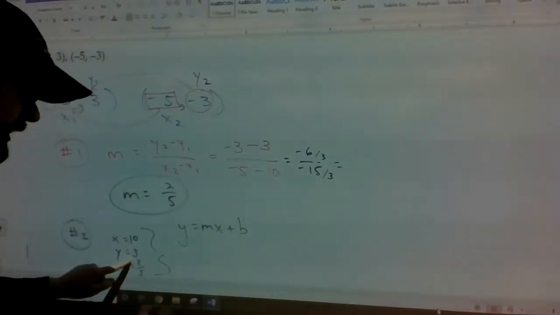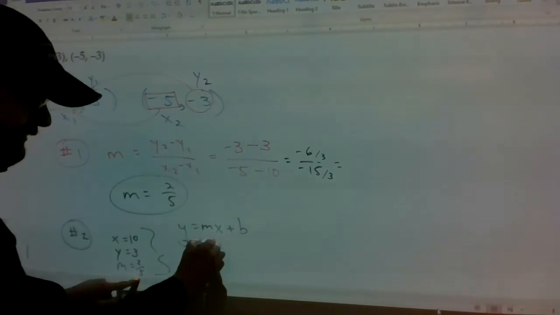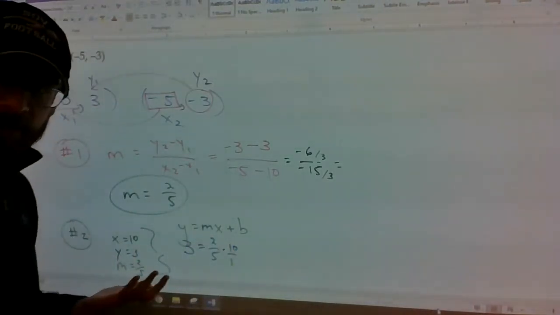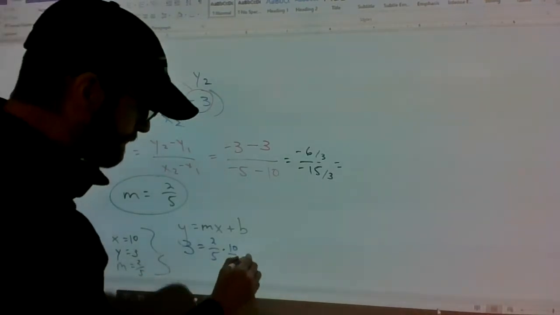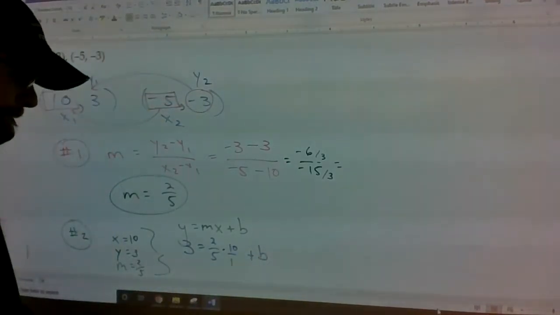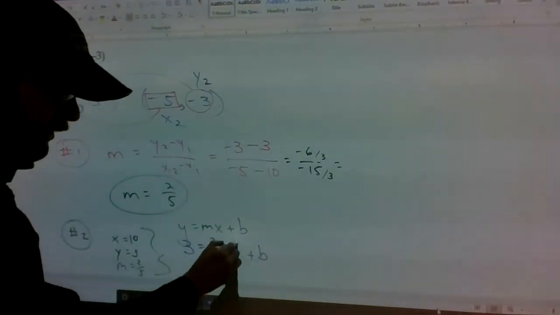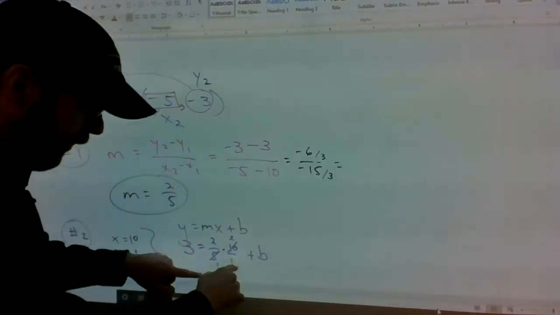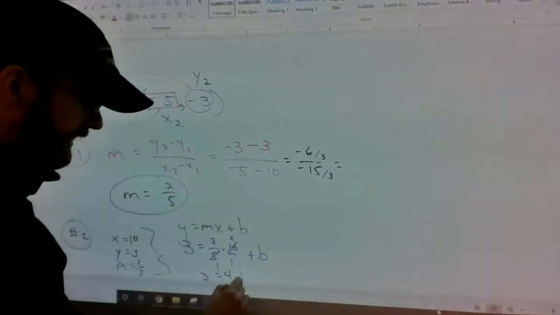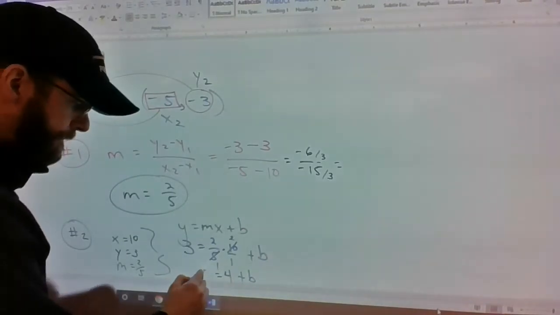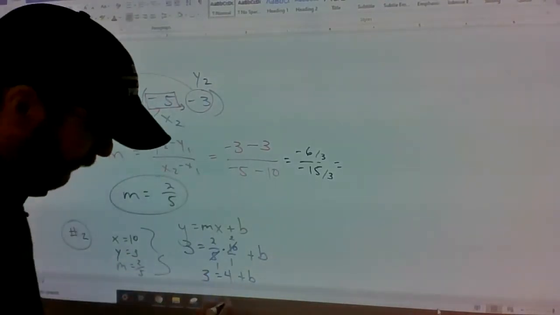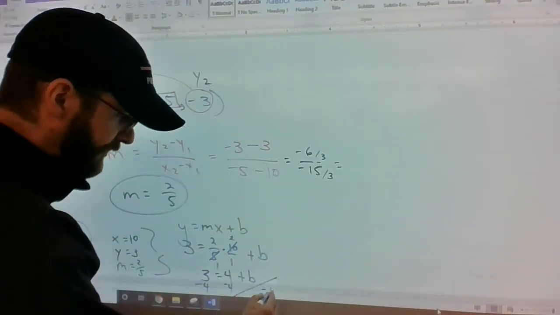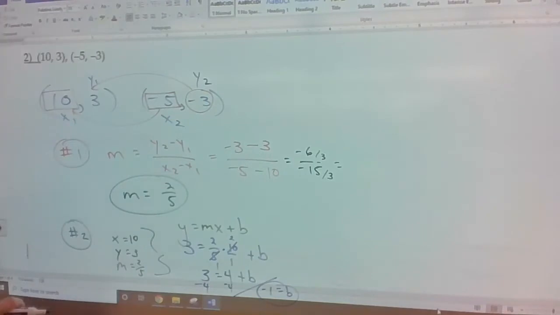So the y is 3, the m is 2/5, the x is 10. I'm just going to call it 10 over 1 right off the bat because I see it's being multiplied by a fraction, plus b. All right, so the 10 and the 5 cross cancel. 10 divided by 5 is 2 over 1. This will be 4. So 3 equals 4 plus b. And at this point, you just got to subtract 4 to get b by itself. 3 minus 4 is -1. -1 equals b.